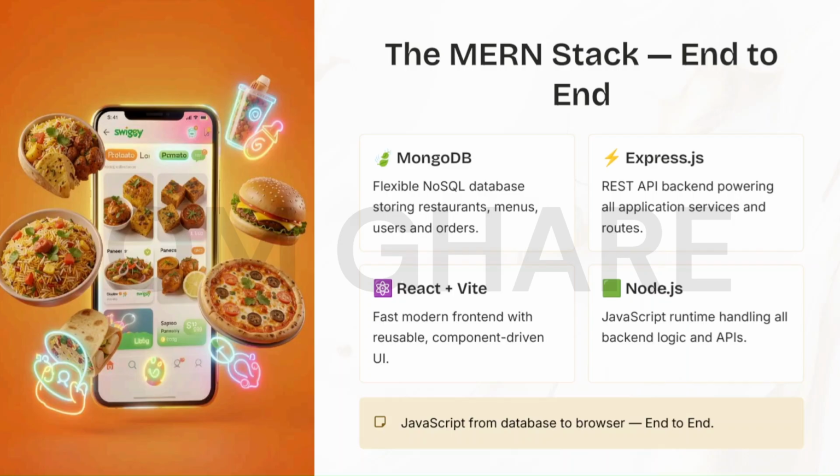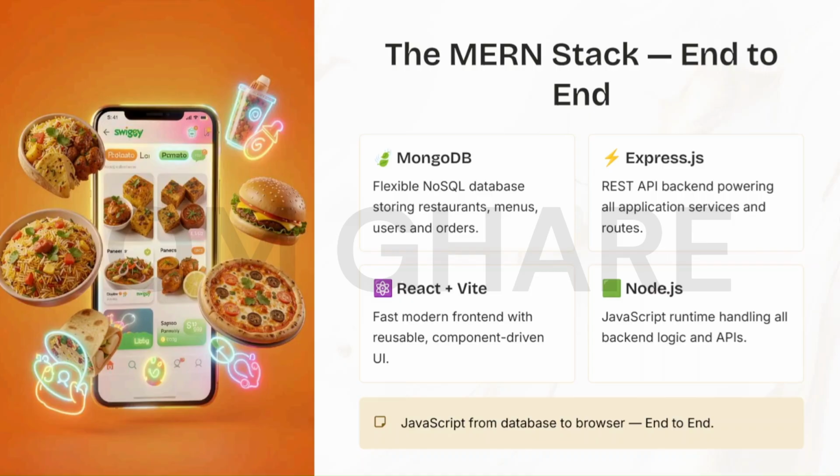Food Genie is entirely built using the MERN Stack, which provides a complete JavaScript-based development environment from front-end to back-end. Now let's briefly understand the role of each technology, starting with MongoDB. MongoDB is a NoSQL database used to store all the application data.